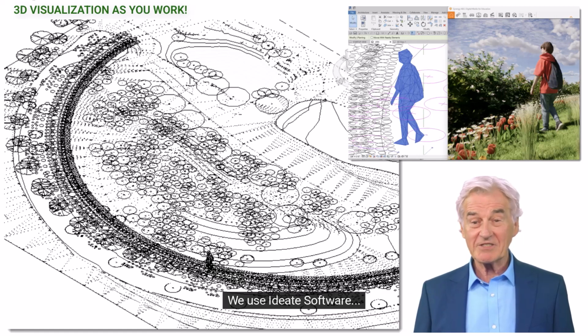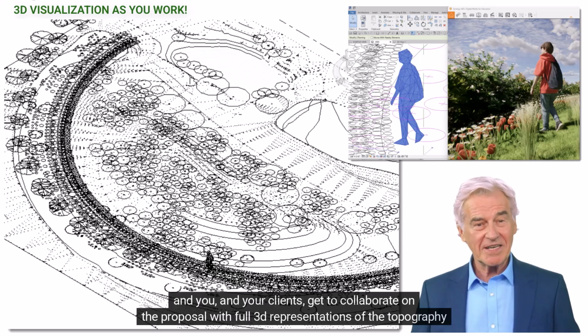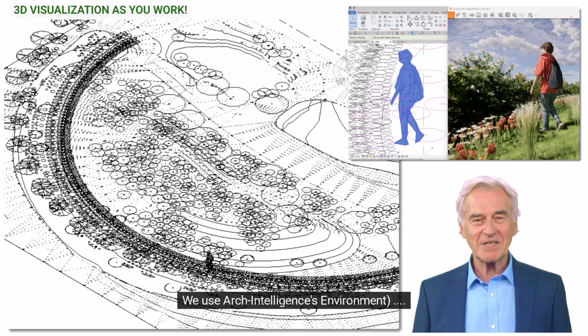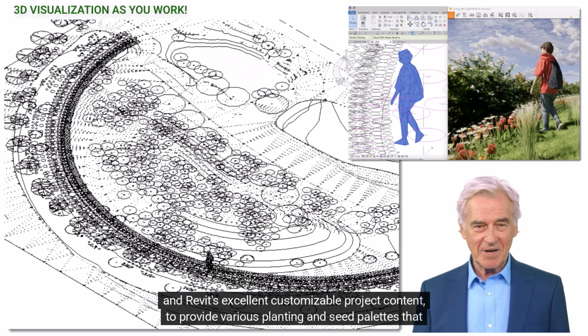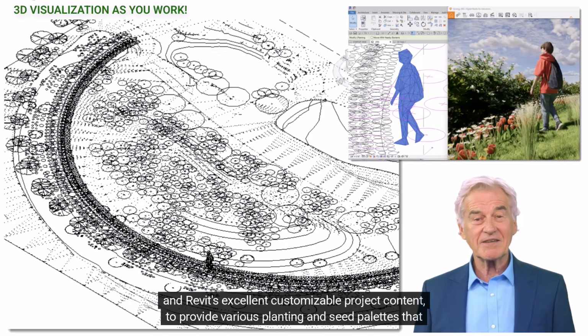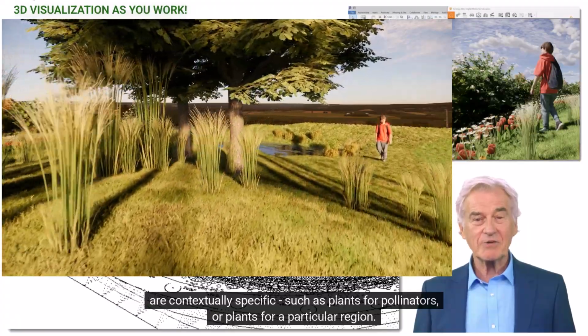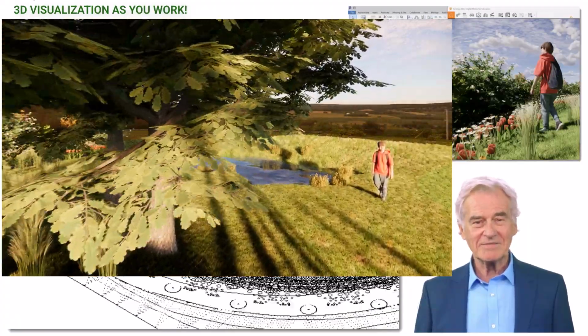We use Ideate software, and you and your clients get to collaborate on the proposal with full 3D representations of the topography. We use Arch Intelligence's environment and Revit's excellent customizable project content to provide various planting and seed palettes that are contextually specific, such as plants for pollinators or plants for a particular region.